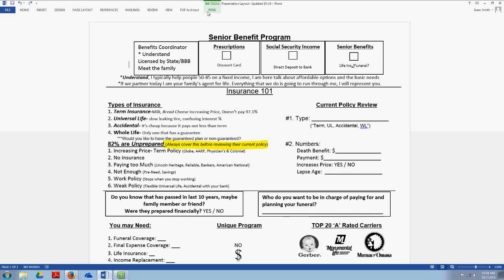Okay, the state license, anytime someone comes to your house, make sure they have something to show you as far as a state license. Here's my BBB accreditation. I understand that one bad apple can spoil the whole bunch. So, the reason I'm showing you this is we have an A rating with the Better Business Bureau.